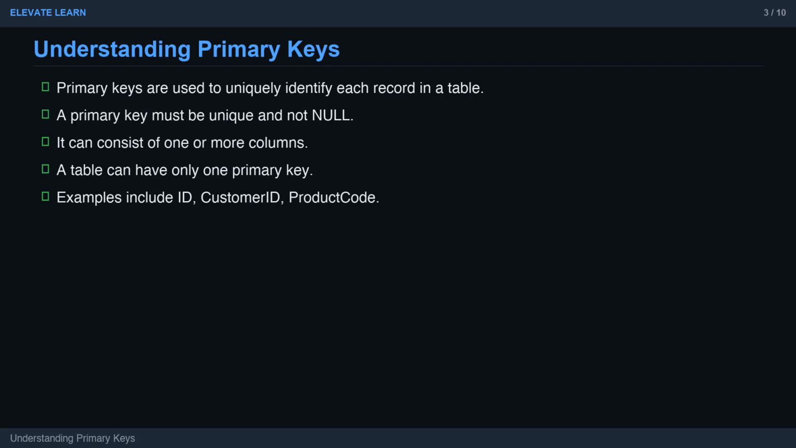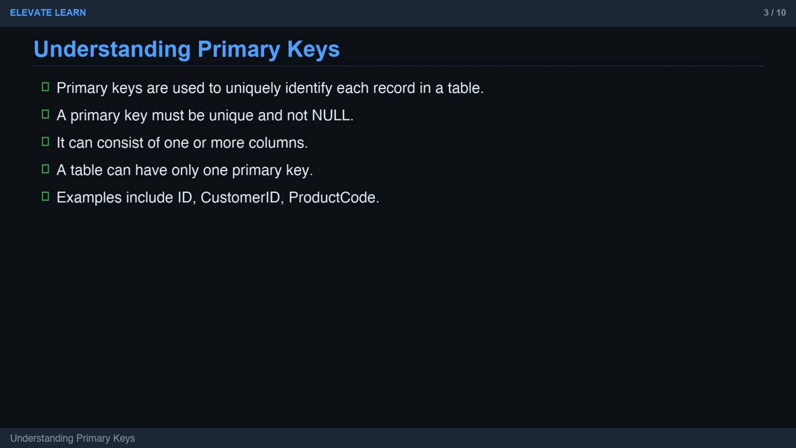Let's dive into understanding primary keys. Think of primary keys as the unique identifier for each record in your table. They must be both unique and not null, which means every row must have a distinct key. You can use one column or multiple columns together to form a composite key.